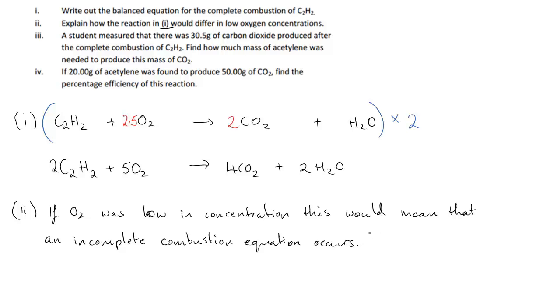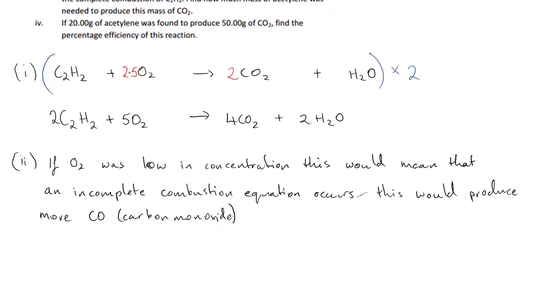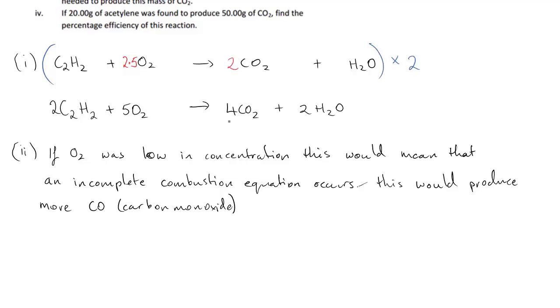Okay, and what that in turn means is that you have a lot more carbon monoxide produced. So this would produce more carbon monoxide. That's carbon monoxide. Okay, there would also be a bit of carbon dioxide and a little bit of water produced as well, but not in the same proportions as here, for example, because that's when you have a complete reaction.